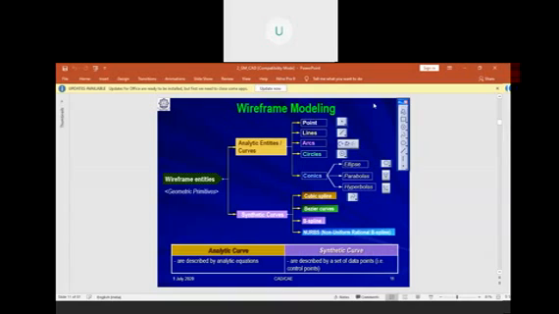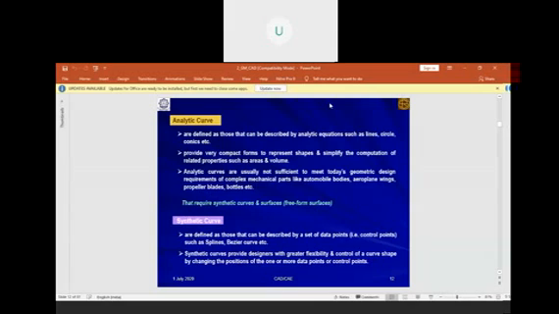Now, that synthetic curve is nowadays very much useful. The reason I will tell now, but first you just see the analytical curve. Analytical curve I just mentioned describes analytical equations such as line, circle, conic. That provides a very compact form to represent shape and simplifies the computation of the related properties such as area and volume.